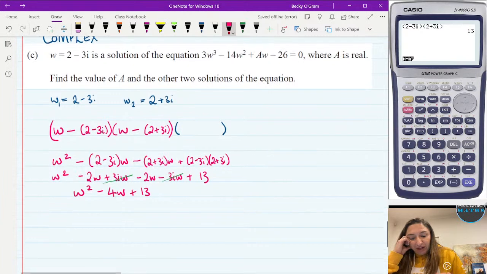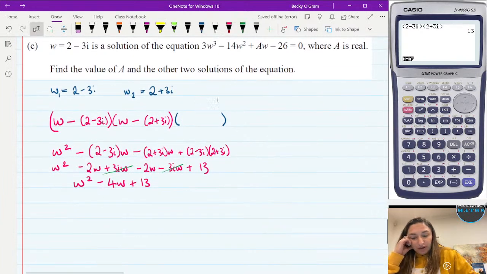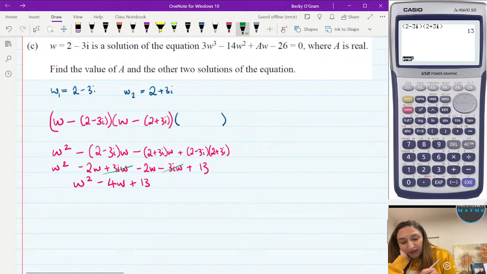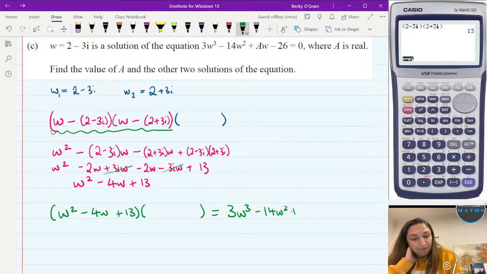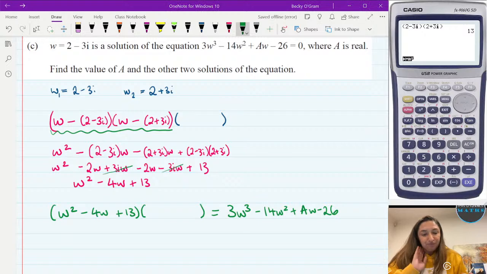Right, now, back to what we were doing with getting this bit of the bracket here. So if I now take this w squared minus 4w plus 13 in place of what we had here, that's going to be multiplied by another bracket to make the polynomial that we had to begin with, like this.